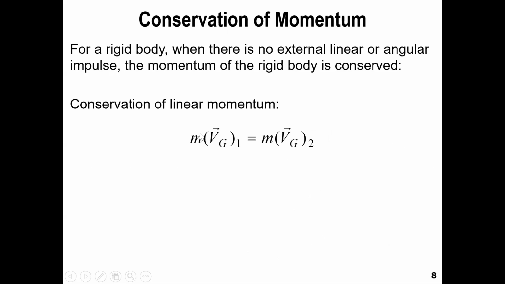So if that's the case, the conservation of linear momentum for a rigid body says if there's no external impulse from time 1 to time 2, T1 to T2, your mv at T1 and mv at T2 will be the same. And by v, of course, we're talking about the velocity of the center of gravity or center of mass. Okay?